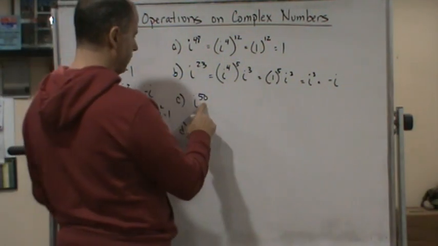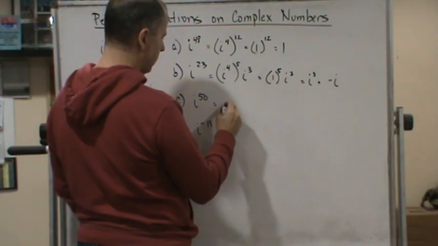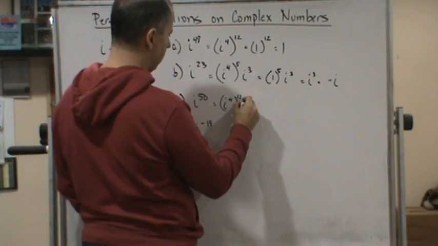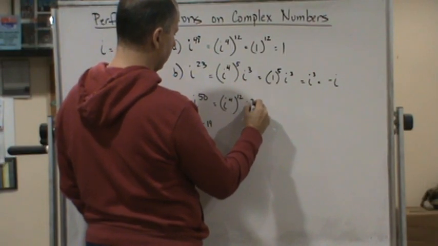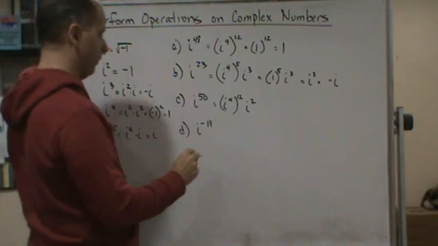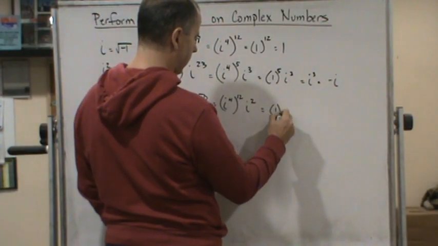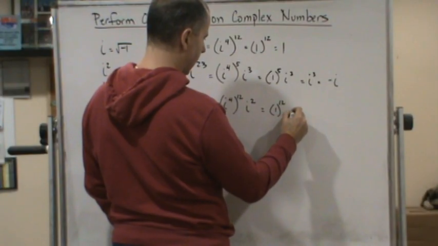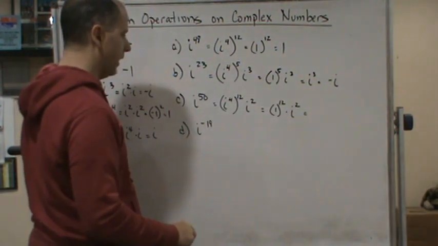So what about 50? Well, 50 is 48 plus 2. So this is going to be i to the fourth raised to the 12th, times i squared. So that gives me 1 raised to the 12th power, which is just 1, times i squared, which equals -1.